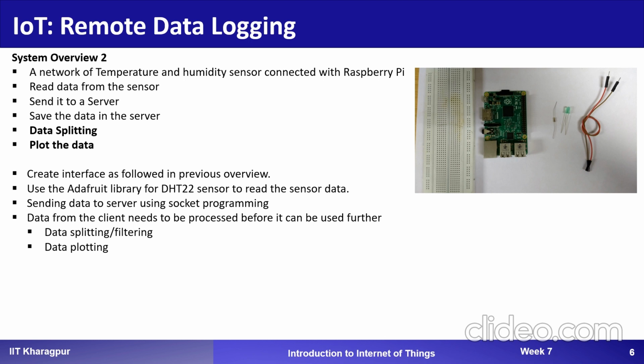So in that case you have to either split the data, because the data which your sensor will send is a continuous stream of data, right? Now you have to split the data in order to make it as useful information, and after that you have to plot the data.